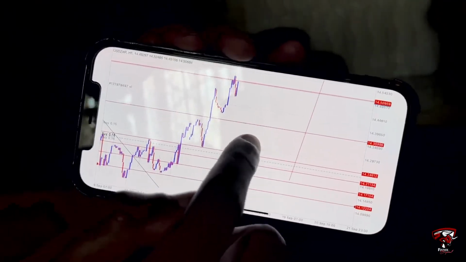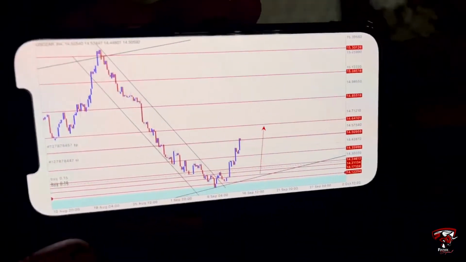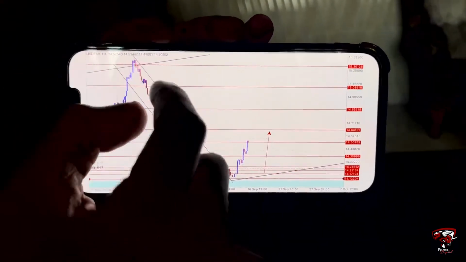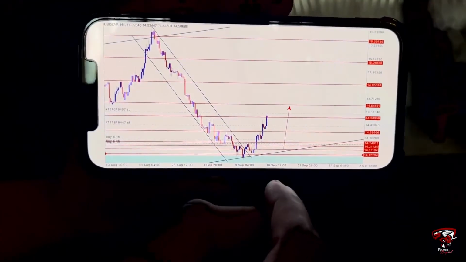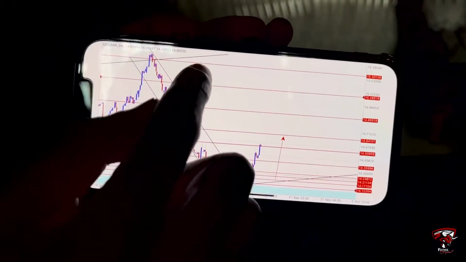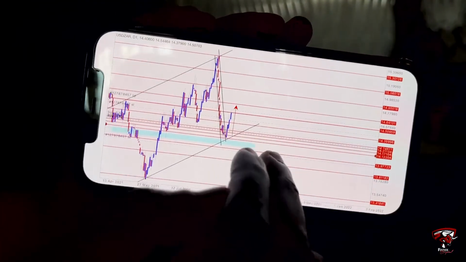So if I show you this on a higher time frame, you can see that we're in an overall bullish trend, but we're in a small bearish trend. The moment we broke outside this bearish trend, we knew we were going to go for buys. So this is the overall direction that we're anticipating.